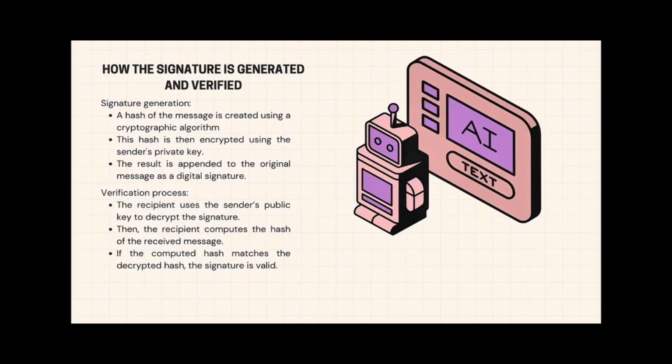Okay, so next is how the signature is generated and verified. Signature generation: a hash of the message is created using a cryptographic algorithm. This hash is then encrypted using the sender's private key. The result is appended to the original message as a digital signature. Then the verification process: the recipient uses the sender's public key to decrypt the signature. Then the recipient computes the hash of the received message. If the computed hash matches the decrypted hash, the signature is valid.